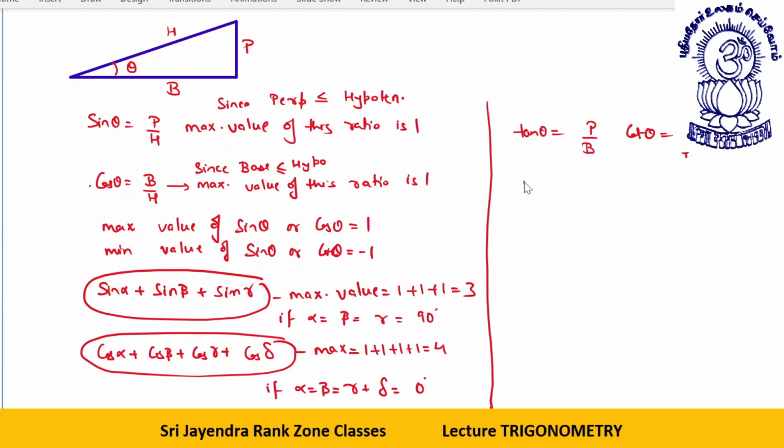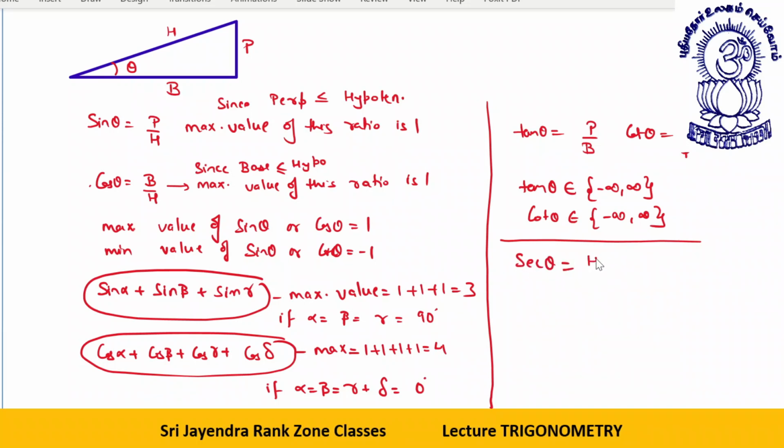So tan theta, dear friend, belongs to the set minus infinity to infinity. Why? Because the perpendicular could be higher, or the base could be higher, by whatever amount. So tan theta can attain any value from minus infinity to infinity. Similar is the case for cot theta also. Next is sec theta.